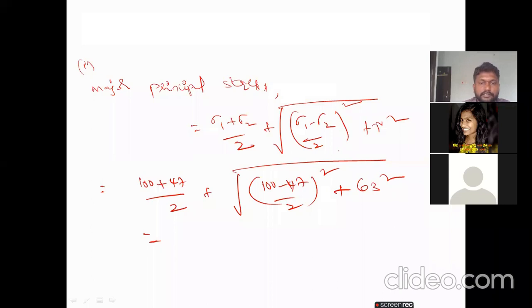Yes, I think Aishwarya 19147. Okay, good. Almost nearer to the value. Yeah, please respond, other students.